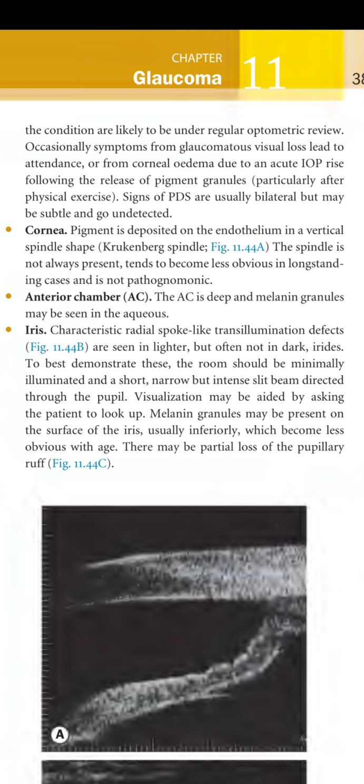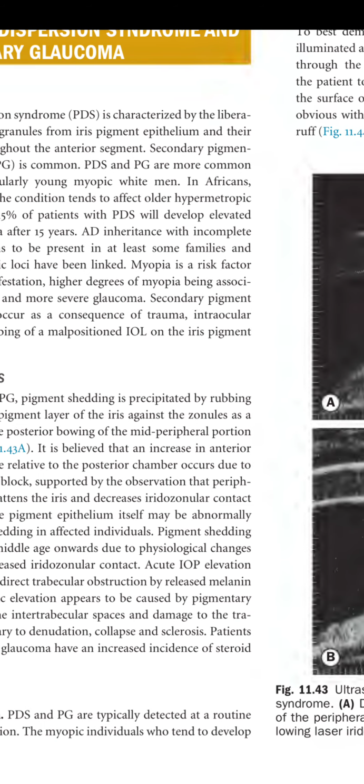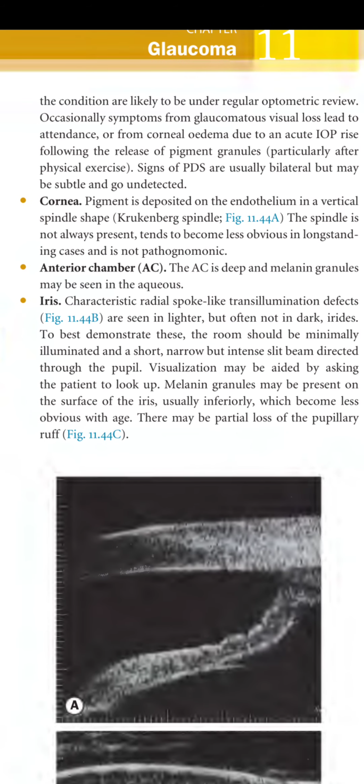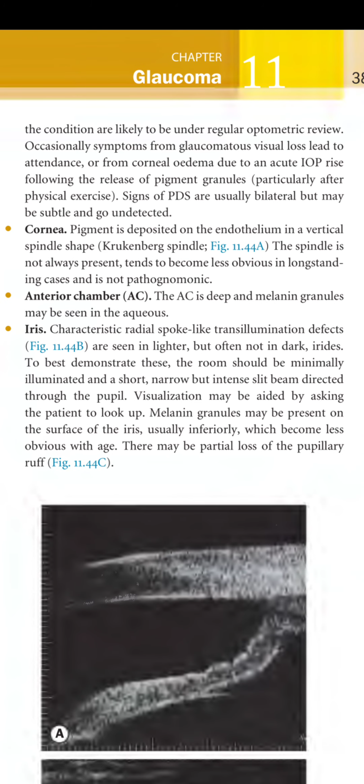So basically, the patient does not present to you. The myopic patients who are under observation are getting diagnosed. But the patients who present with glaucomatous visual field loss, or with corneal edema due to acute IOP rise, present to us in the OPD. Following the release of the pigment granules, particularly after physical exercise, signs of PDS are usually bilateral but may be subtle and go undetected.